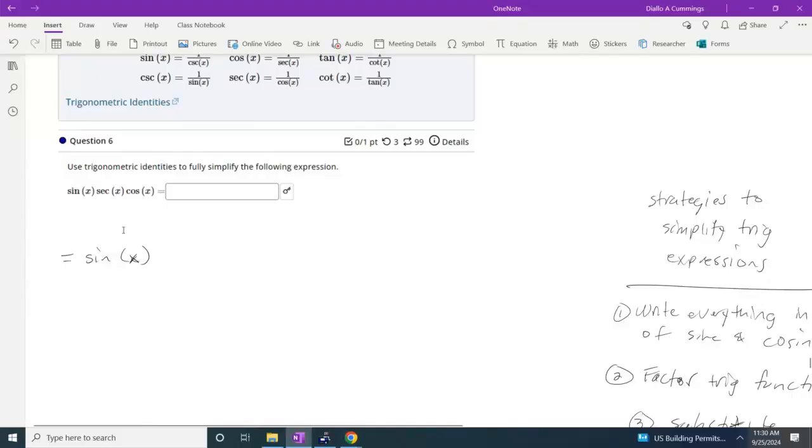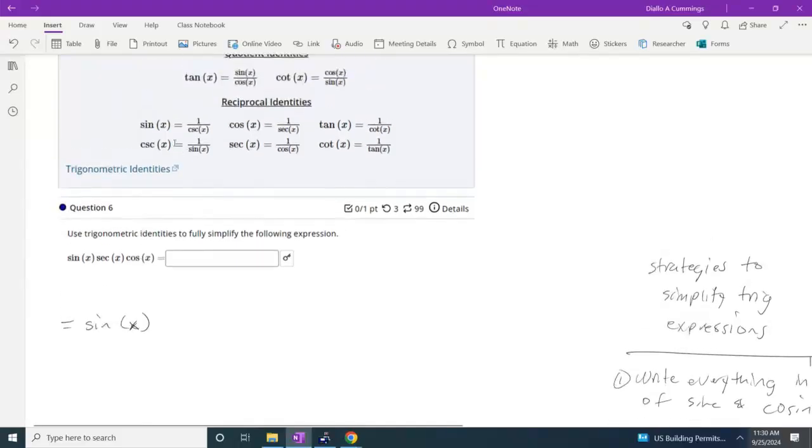Times the secant. So if I look at my reciprocal identities, I can rewrite the secant as some type of cosine. So I'm going to rewrite secant x as 1 divided by cosine x times cosine x. I'm just going to bring down cosine x.